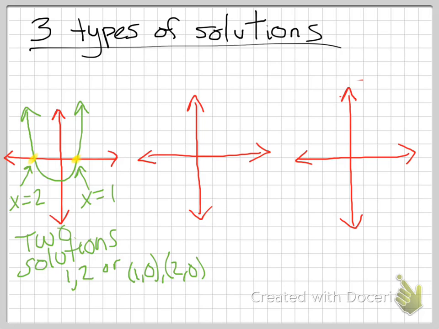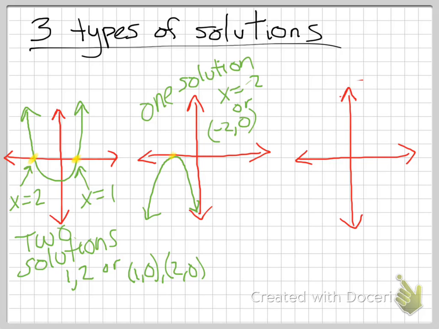So another type of solution is where it just touches down once. And I'll make it upside down this time. So let's say it just barely touches the axes right there. Okay? This one has 1 solution. And you can either say x equals -2, or you can say the point -2, 0. One or the other. You don't have to say both.